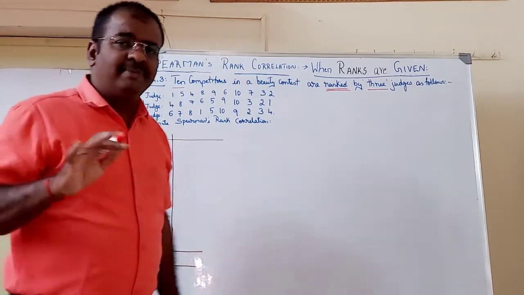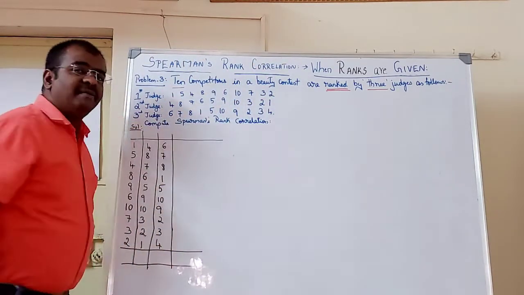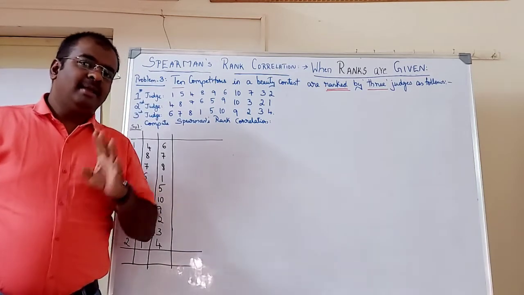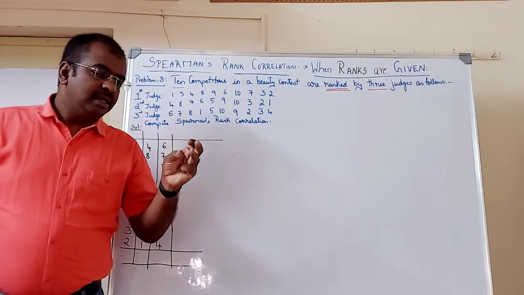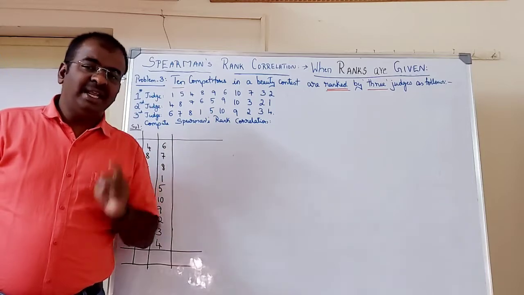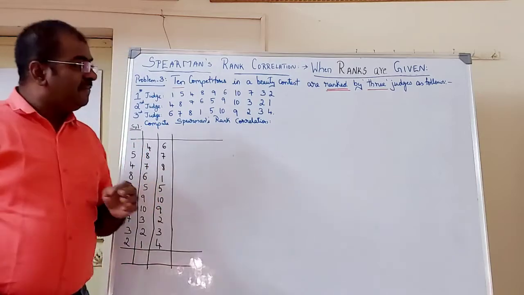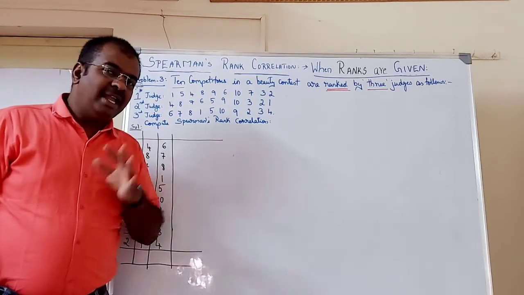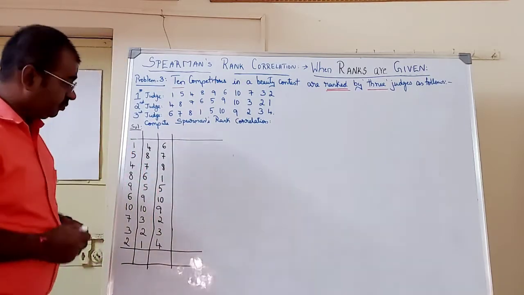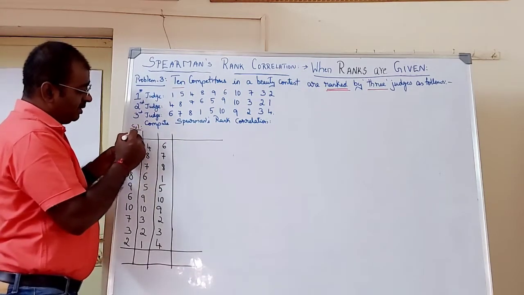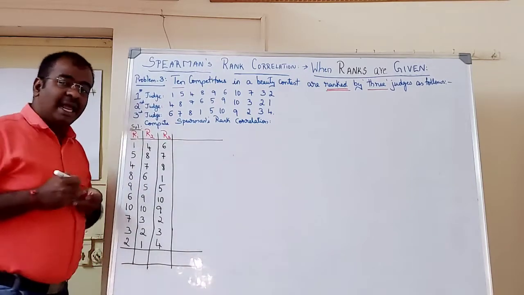The entire procedure is the same. There is no difference in the procedure. Since the ranks are already given, we have 3 steps. Step number 1: finding the difference between rank 1 and rank 2, rank 2 and rank 3, rank 3 and rank 1. Then squaring these differences and finally applying the formula and finding out which 2 judges' ranks are very closely related. So let me call these judge 1's rank 1, judge 2's rank 2, judge 3's rank 3.